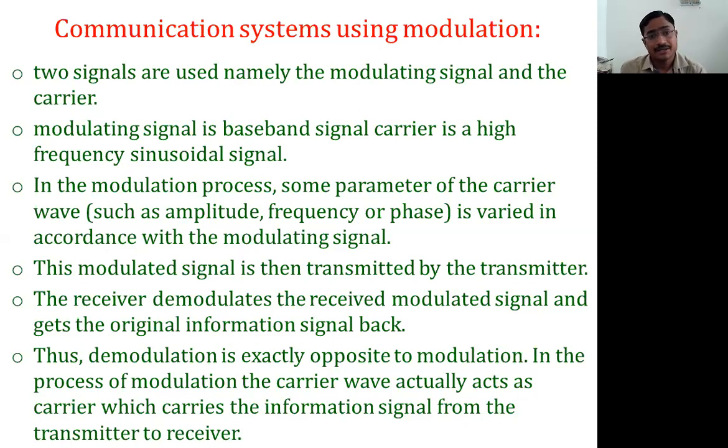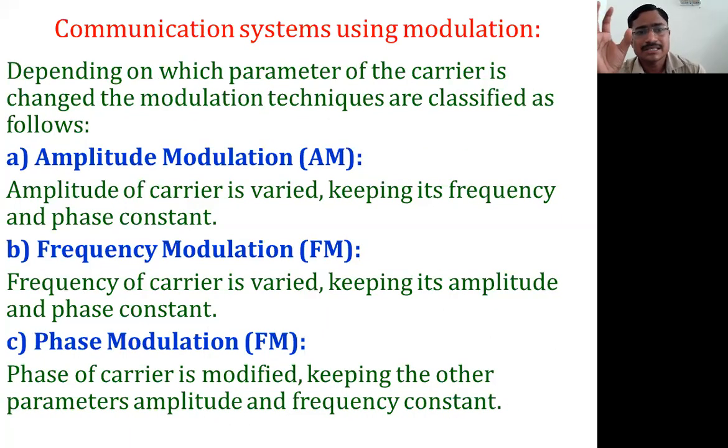And this happens in the demodulation process, and a modem is the device which is used for this. Based on this, we have three types of communication systems based on the modulation.